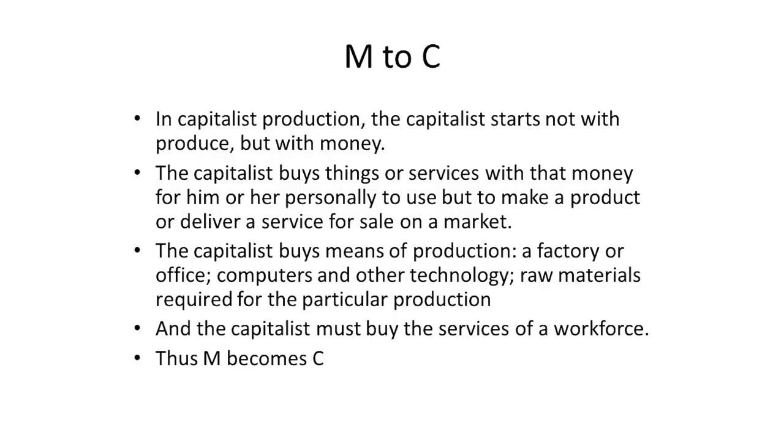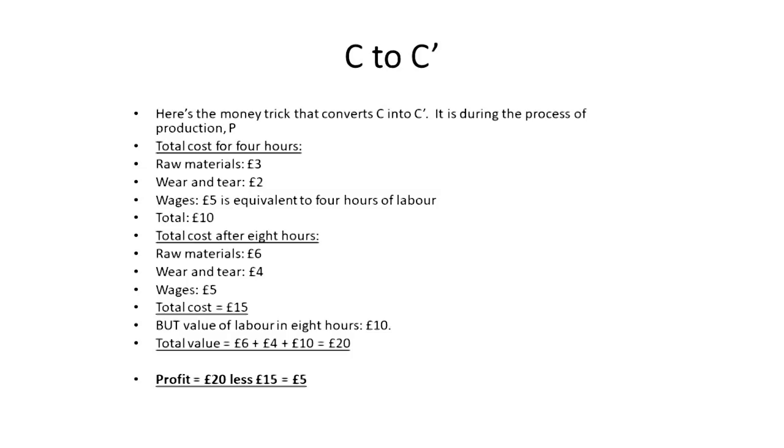The capitalist therefore must also buy a series of workers. So M becomes C, then C goes to C plus. And this is what Ragged Trousered Philanthropists author Robert Tressell called the money trick. Here is how C gets converted into C plus during the process of production.